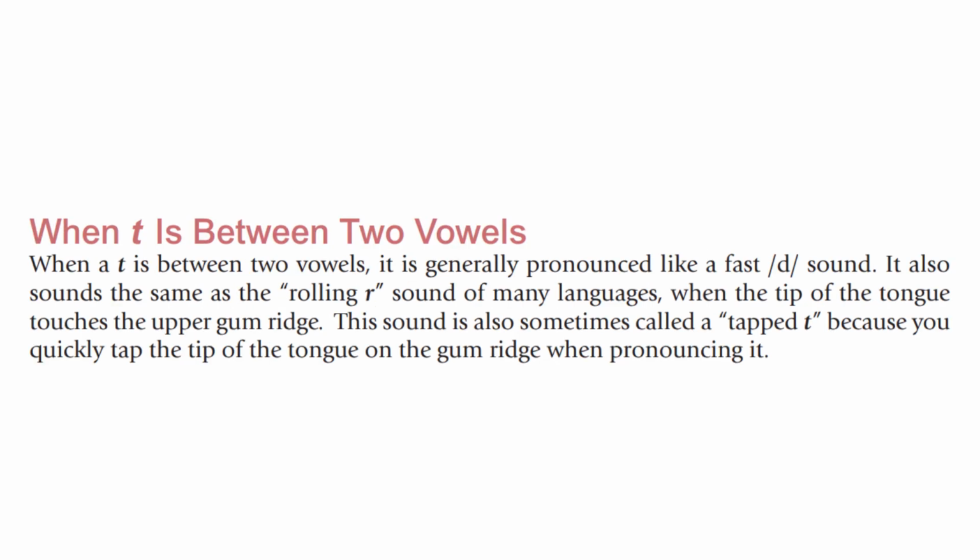When T is between two vowels. The T sounds like a fast D sound when it's between two vowels. When a T is between two vowels, it's generally pronounced like a fast D sound. We don't say better, we say better. It also sounds the same as the rolling R sound of many languages, where the tip of the tongue touches the upper gum ridge. This sound is also sometimes called a tapped T because you quickly tap the tip of the tongue on the gum ridge.